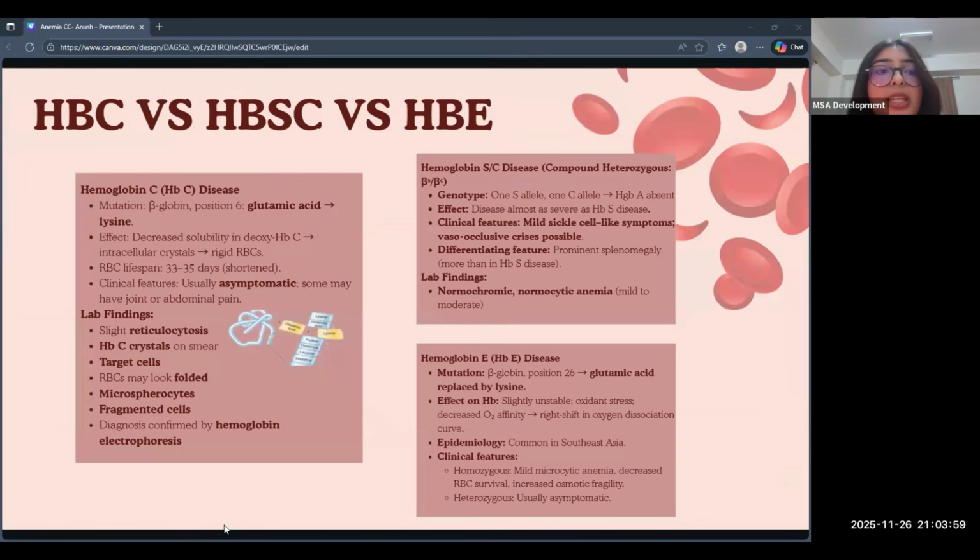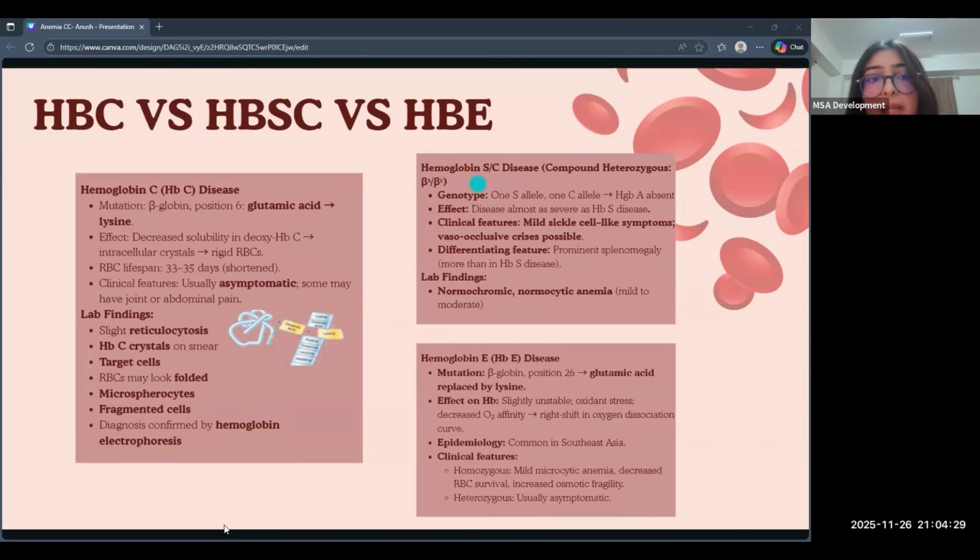Now, let's briefly go over the differences between HBC, HBSC, and HBE. So HBC, the glutamic acid is replaced by lysine. There's decreased solubility. However, the patient is usually asymptomatic because it's basically like a milder form of the disease, right? So the lab findings would show reticulocytosis, HBC crystals, target cells, fragmented cells, and we can diagnose this on hemoglobin electrophoresis, which we'll talk about.